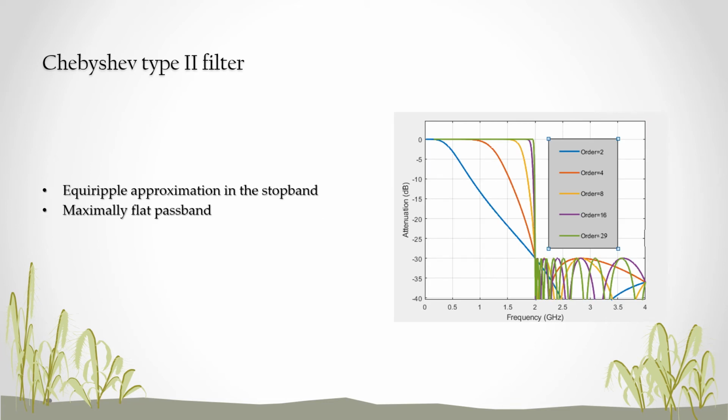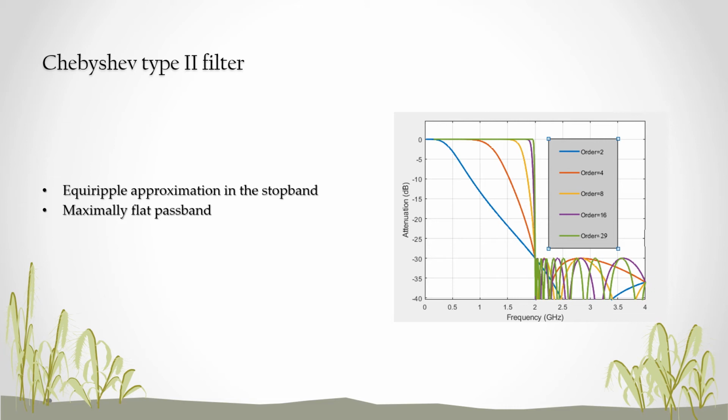The third filter we're going to take a look at is the Chebyshev type 2 filter. The figure on the slide shows the frequency response of the Chebyshev filter type 2 approximation for several different orders. In the passband, the filter corresponds to the Butterworth filter, but the transition band is the same as the Chebyshev filter type 1. Therefore, it is also called the inverse Chebyshev filter.